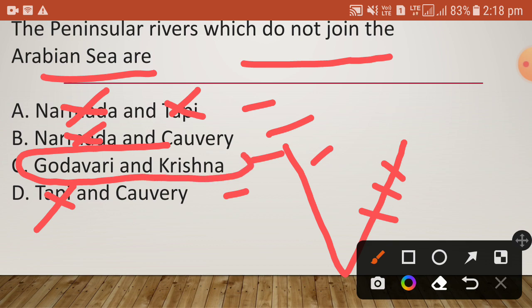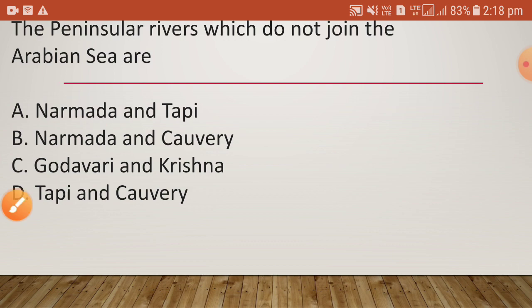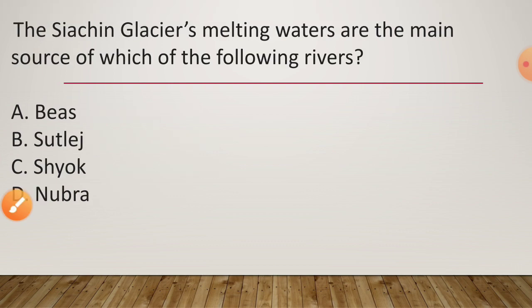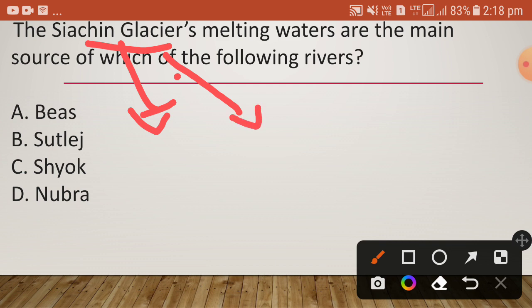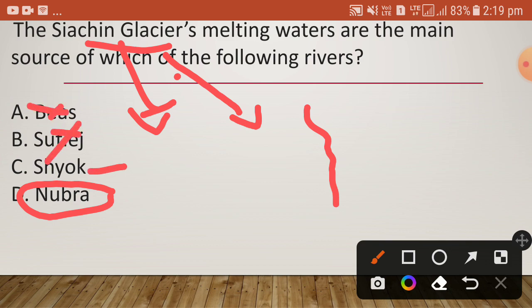You may get confused by looking at Kaveri and all, but you also need to see the other options. The Siachen Glacier melting waters are the main source of which of the following rivers? You know, Siachen Glacier was the place of conflict between India and Pakistan. This is also a glacier, and the snow and the glaciers melt here and form a river. We need to answer which of the following is the river that originates from this. So the answer is Nubra. You may eliminate Beas and Satluj, but Shyok is also in Jammu Kashmir and Ladakh itself, so you may get confused. So please remember it is Nubra.